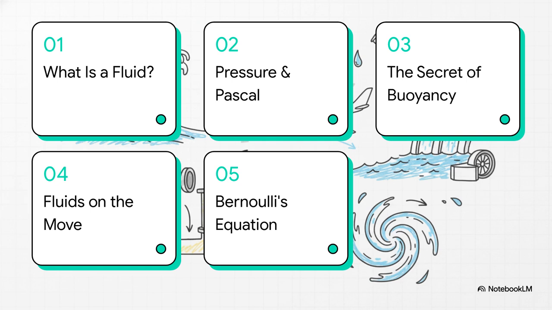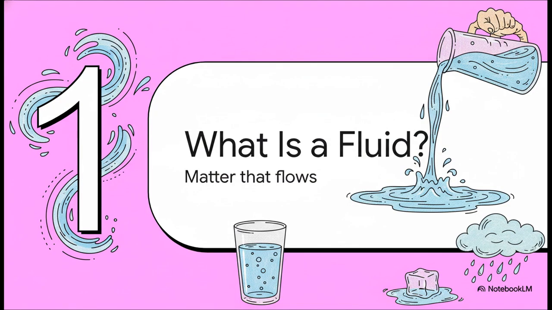First, we'll nail down the basics. What even is a fluid? From there, we'll dive into pressure, how it changes with depth, and that'll lead us right to Pascal's incredible principle. Then we're going to unlock the secret of buoyancy, why stuff floats. After that, we'll see what happens when fluids get moving, and we'll wrap it all up with Bernoulli's amazing equation that, yes, explains how airplanes fly. Let's jump in.